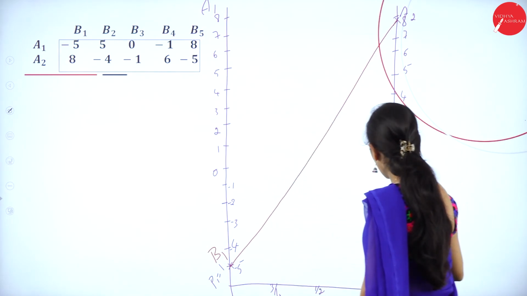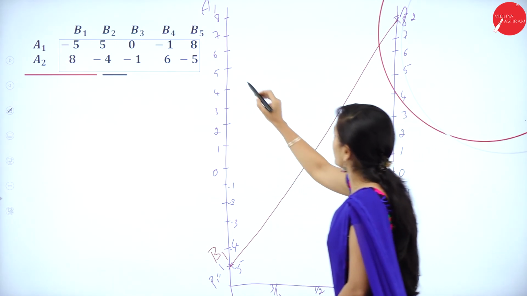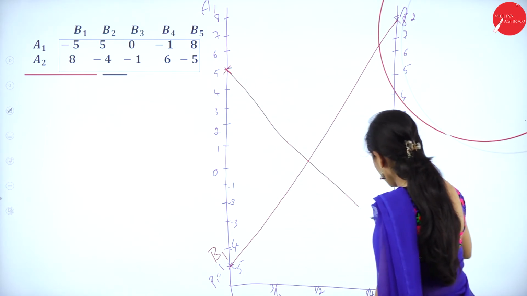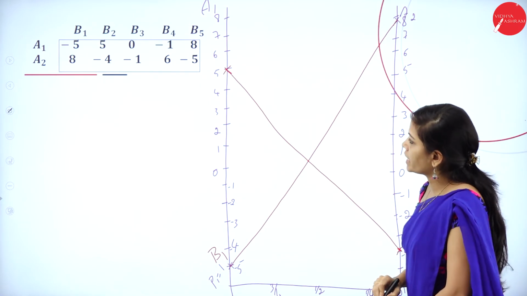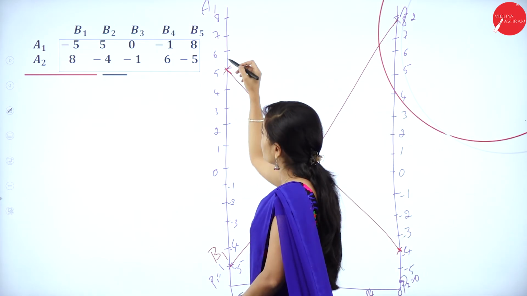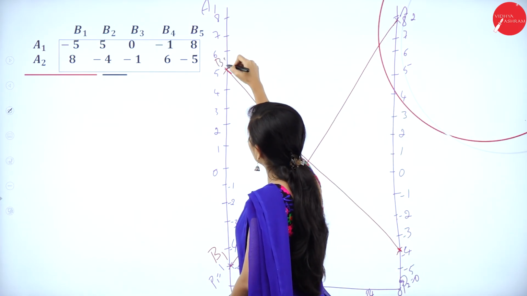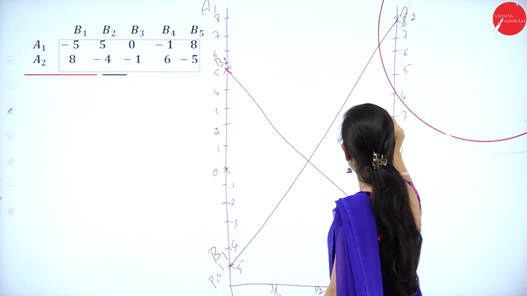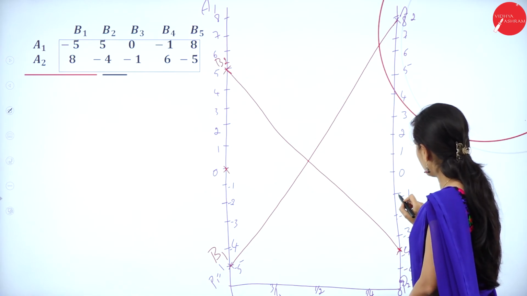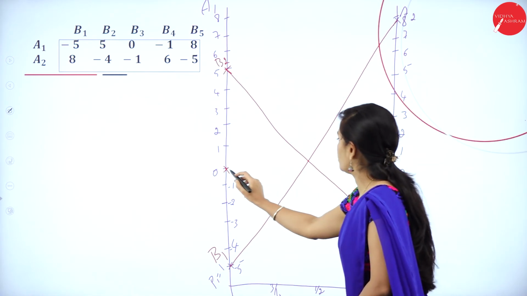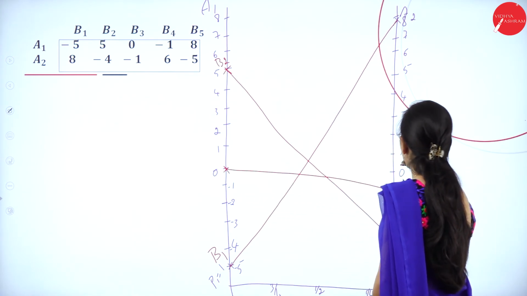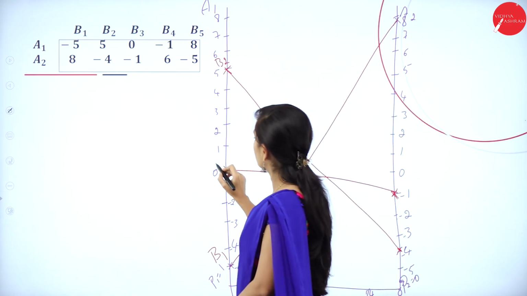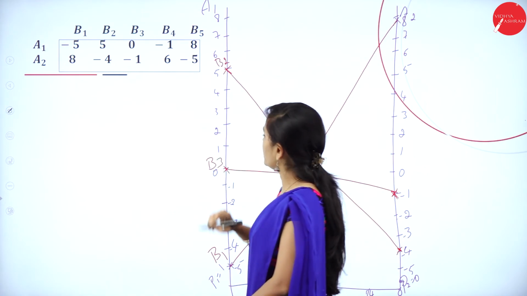So 5 and minus 4. This is minus 4 and this point is 5. Join this 5 and minus 4. This 5 and minus 4 is B2. And next is 0 and minus 1. So this is minus 1 and this is 0. So it is 0 and minus 1. And this line is B3.